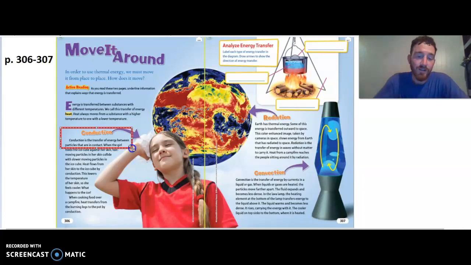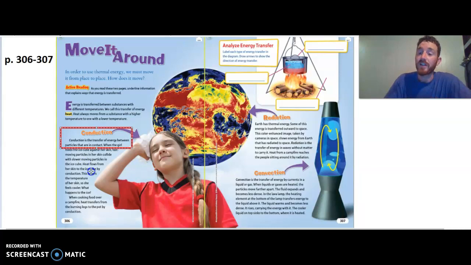So again, here we have an example of a girl with a cool towel on her head. Put it on there, you feel the heat transfer. In this case, you actually feel the heat leave your body and go over to the towel or the ice, and then that's where you feel cooler. So again, as the temperature becomes less, you feel the cool sensation, and in this case, that's what would be happening here.